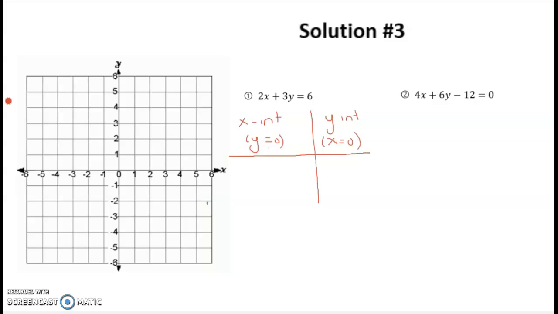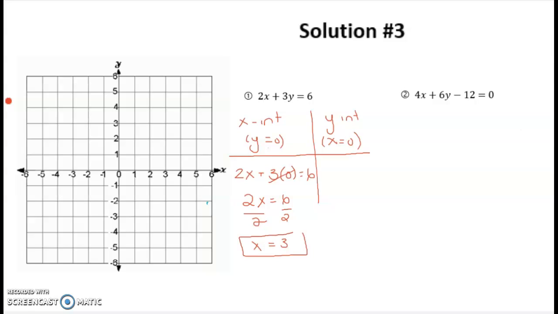All right, so the first one, we have 2x plus 3y, and we're going to multiply it by 0, equals 6. Okay, so 3 times 0 is 0. So we just have 2x equals 6. Now in order to solve for x, we have to divide by 2. So x equals 3.